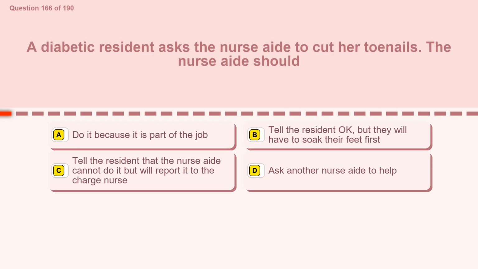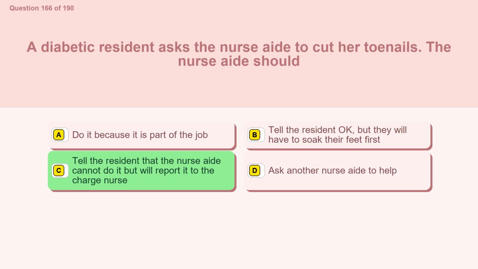Question 166. A diabetic resident asks the nurse aide to cut her toenails. The nurse aide should: Option A, do it because it is part of the job. Option B, tell the resident okay, but they will have to soak their feet first. Option C, tell the resident that the nurse aide cannot do it but will report it to the charge nurse. Option D, ask another nurse aide to help.